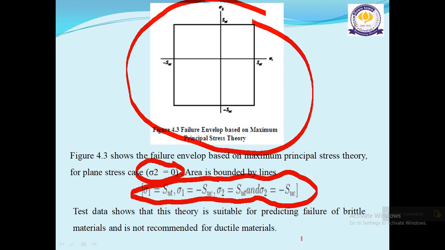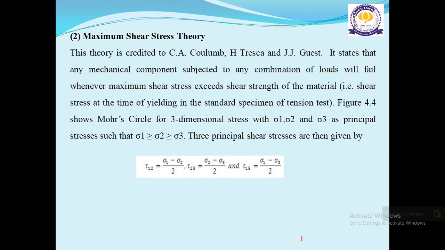Next we move on to the next theory, that is maximum shear stress theory. This theory is also known as Guest and Tresca's theory. This theory is credited to C.A. Coulomb, H. Tresca and J.J. Guest. So maximum shear stress theory is also known as Tresca and Guest theory.